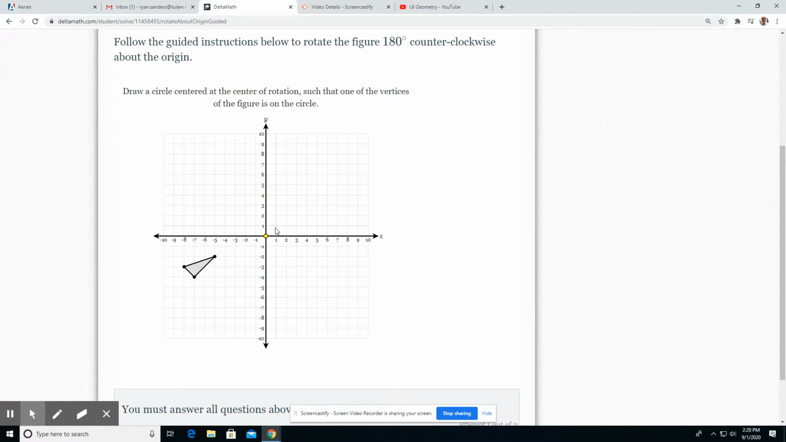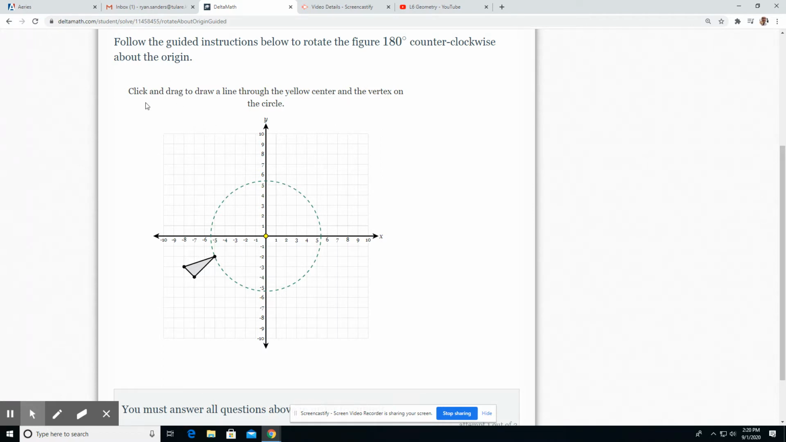So notice how when I go to the yellow dot, it changes to a hand. Then the circle is created. I reach out until I get to one of the vertices. It doesn't matter which one, you just have to make sure it's on it. So it's on it there, I'll use that one.